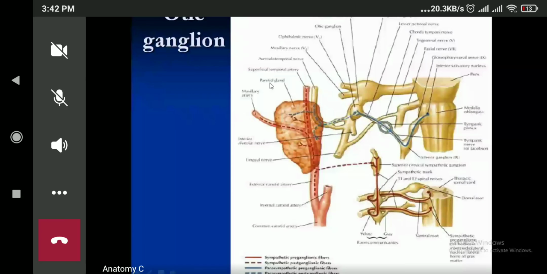Parasympathetic secretomotor fiber to the parotid gland arises from the inferior salivary nucleus, glossopharyngeal nerve, then tympanic nerve of Jacobson, then we have the tympanic plexus, lesser petrosal nerve, otic ganglia, preganglionic. Then postganglionic auriculotemporal nerve, it will reach the parotid gland. That is the secretion. That is the parasympathetic. Right? Now see the sympathetic secretomotor fiber.